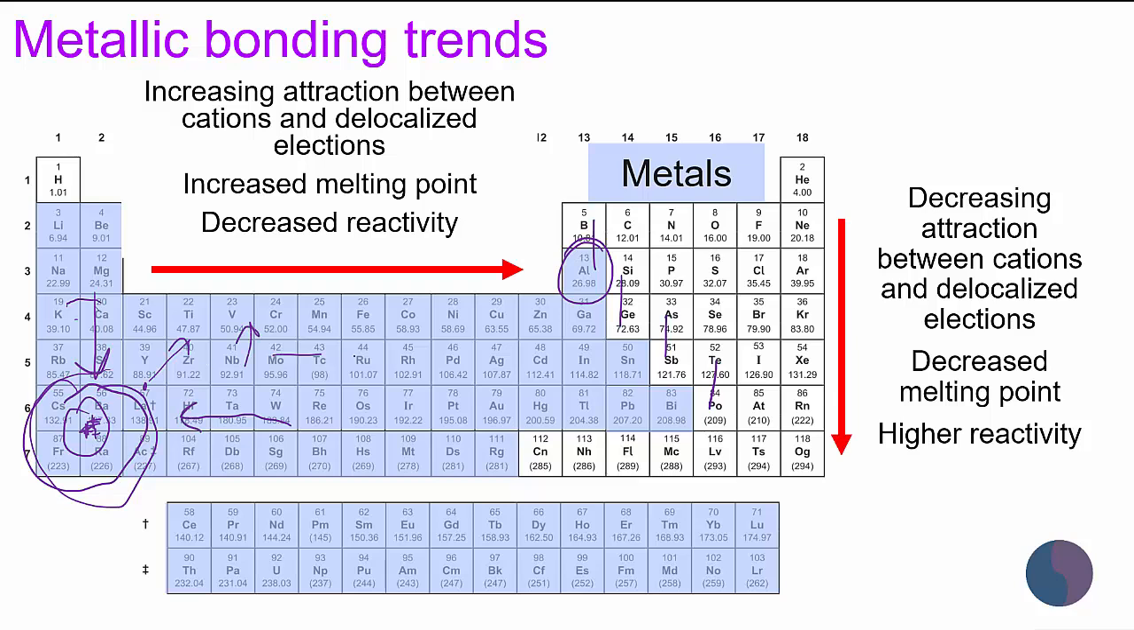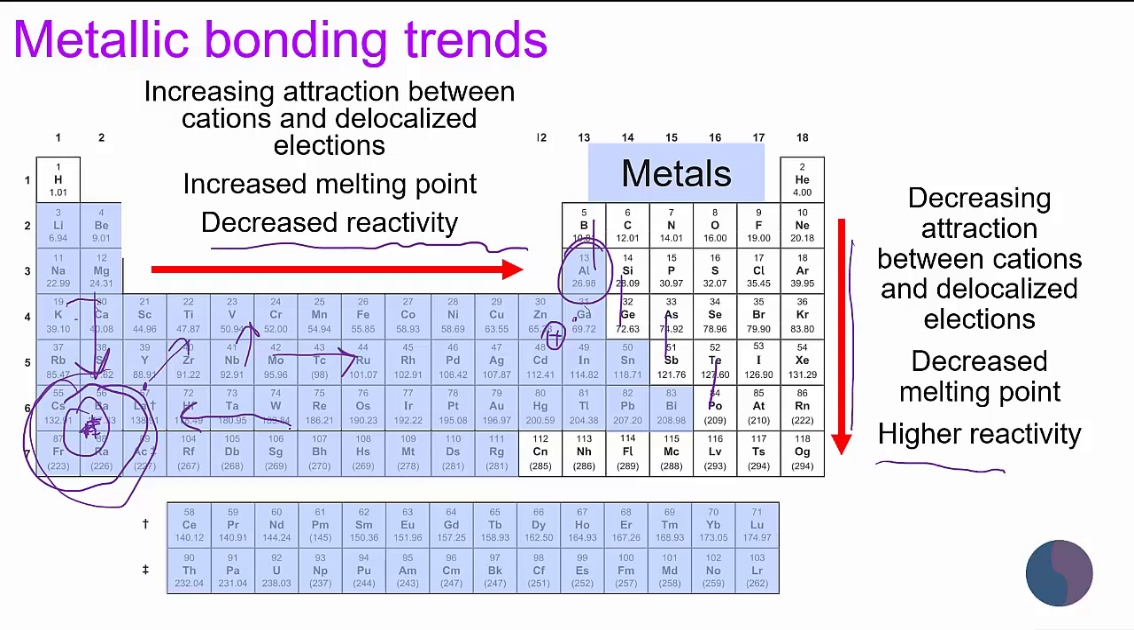So going up and going across is going to be a smaller radius and, relatively speaking, smaller distance to the electrons on the outside. So these will be the less reactive ones. So decreased reactivity across the period, decreased reactivity up, or increased reactivity down, however you'd like to say it.